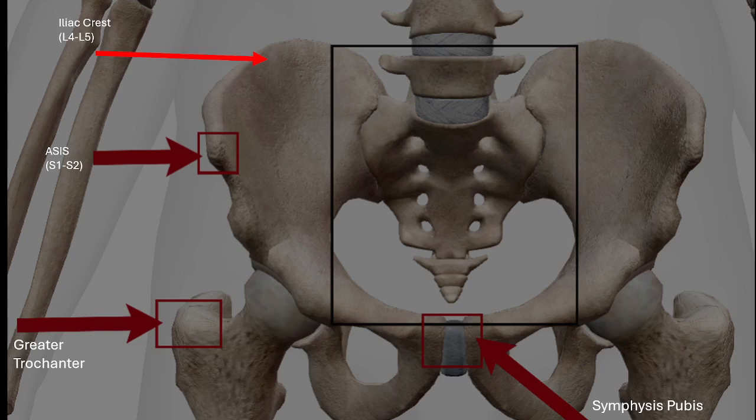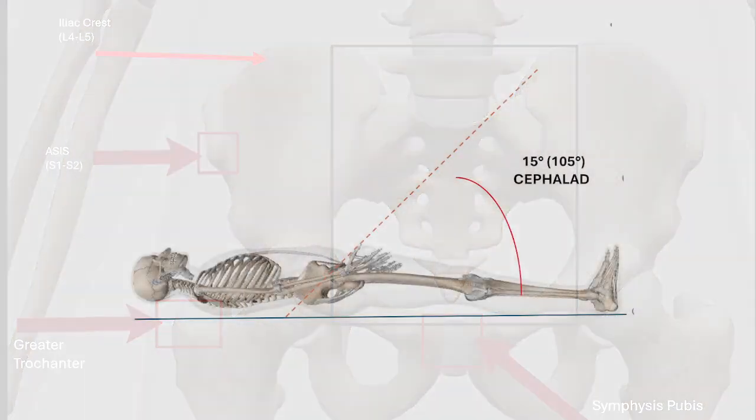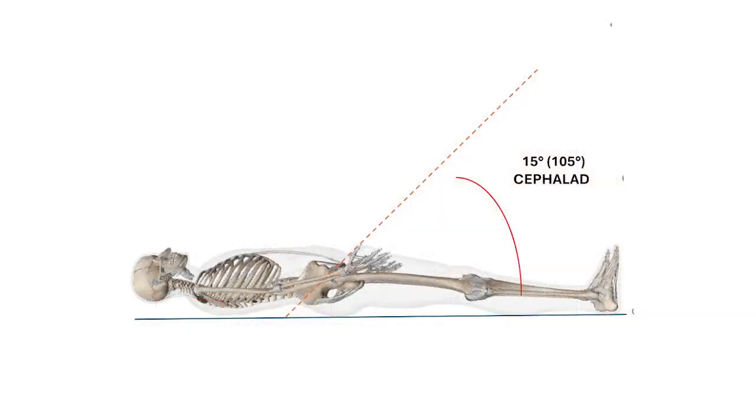The ASIS is also another landmark that can be palpated. The central ray should be positioned about 2 inches inferior to the ASIS. Also, make sure the light field is at the level of the iliac crest, so the L5 is not cut off in the image. Place the patient in a supine position with arms at their side.